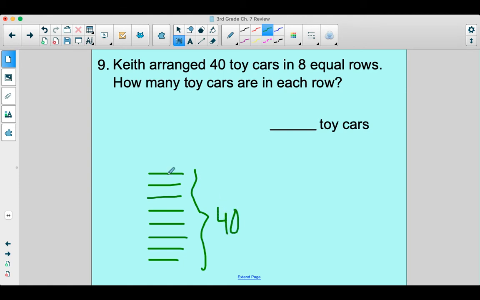Ooh, getting a little sloppy there. So let's see. Would it be more than 2 or less than 2? Let's try it out. 2, 4, 6, 8, 10, 12, 14, 16. Okay, so it's definitely more than 2, right? So how about 5? Is it more than 5, less than 5, or 5 exactly? 5, 10, 15, 20, 25, 30, 35, 40. Okay, so we got 40 when we came to the end. So each row will have 5 toy cars in it. The answer to that would be 5. And what we just represented was 40 divided by 8 equals 5.